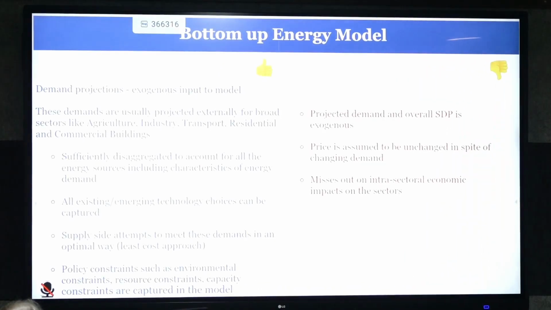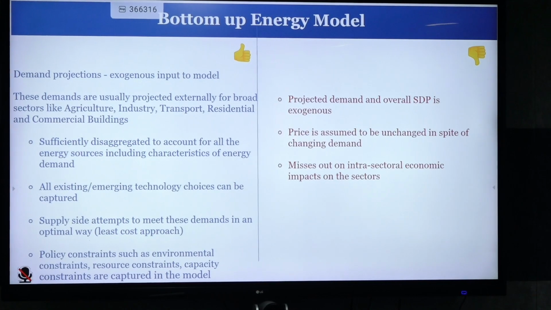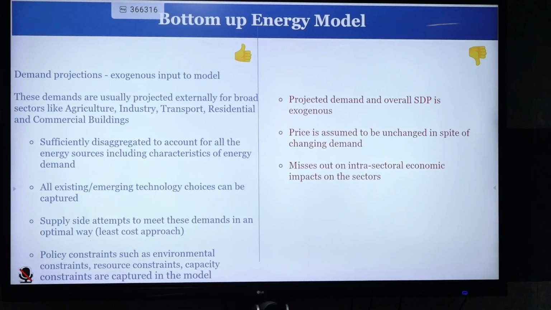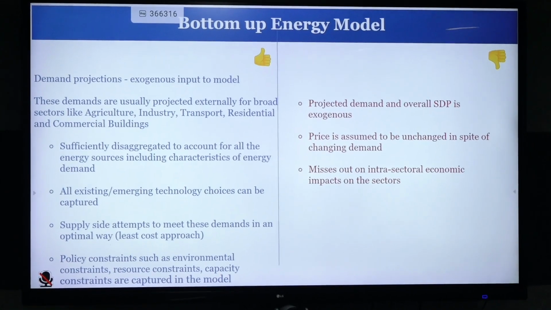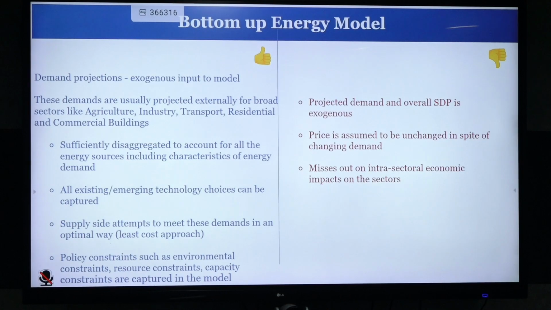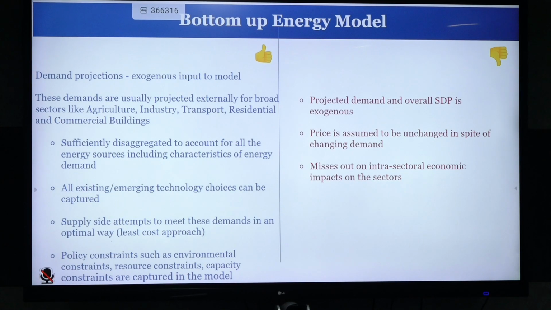There are two kinds of tools. One is the bottom-up energy model. Here we take a system model; these kinds of energy models have demand projected externally from broad sectors like agriculture, transport, etc. They are sufficiently disaggregated to capture all the possible technologies that exist or can emerge. The supply side attempts to meet this demand at an optimal point. Policy constraints such as environment constraints, business constraints, and capacity constraints are captured.